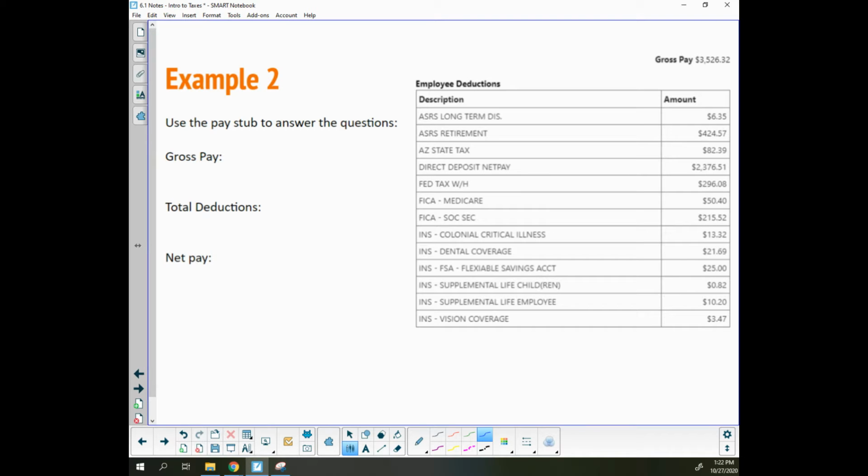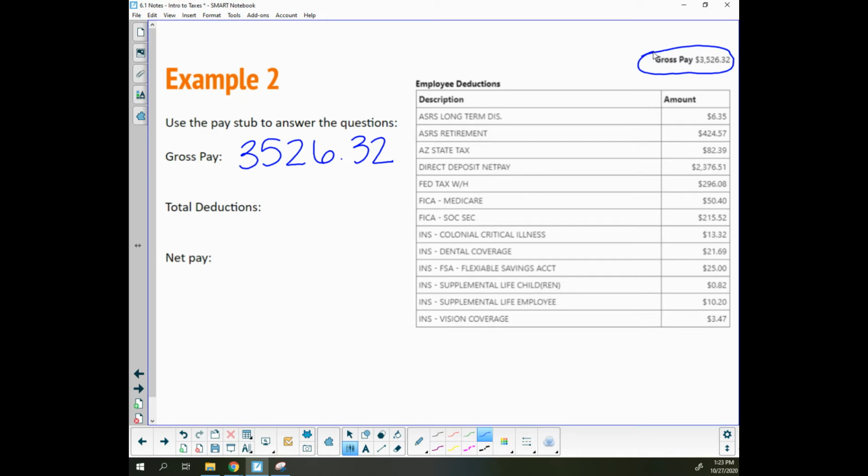So, taking a look, gross pay is listed, and this one's kind of up here hiding at the top. Not every pay stub looks exactly the same, but you can always identify that gross pay or your earnings. So I'm seeing gross pay in the amount of $3,526.32. And then we have this total deductions.